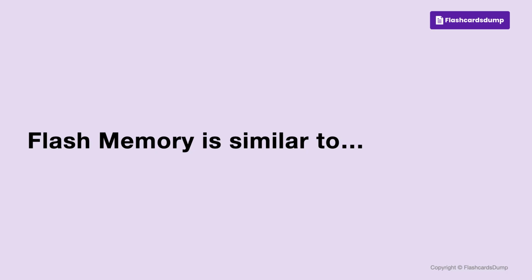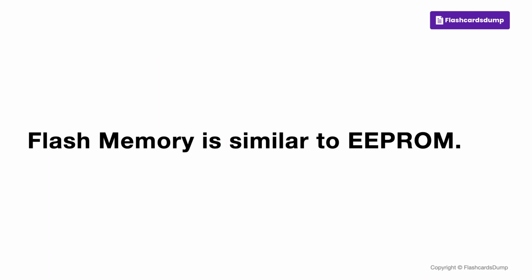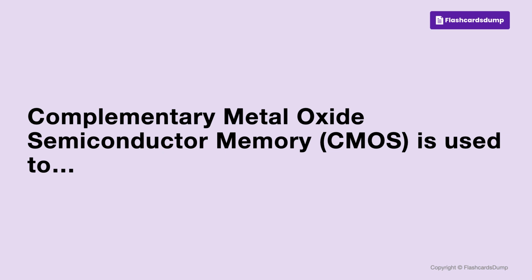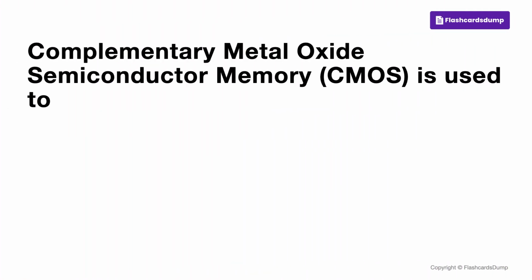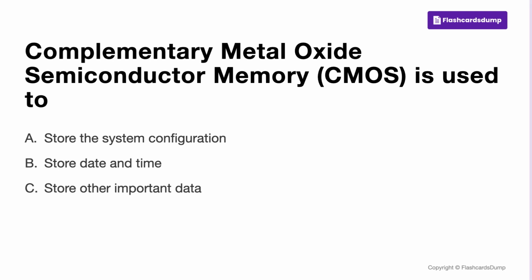Flash memory is similar to EEPROM. Complementary metal oxide semiconductor memory, CMOS, is used too. Store the system configuration. Store date and time. And store other important data.